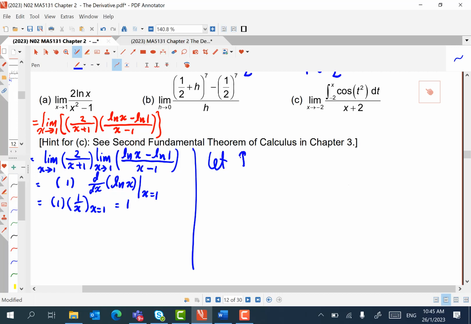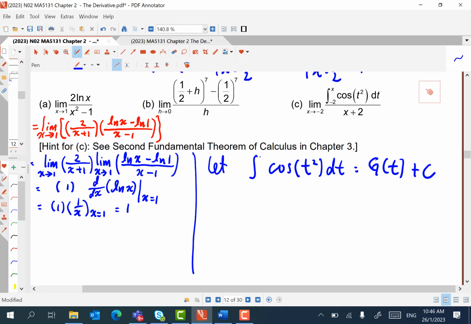Let F. Okay, if I define G(t) to be this, okay, I'm going to write it this way. Let this integration of cos t squared be G(t) plus C. I start off for part C with this sentence. So if that were the case, then my part C will be like this.